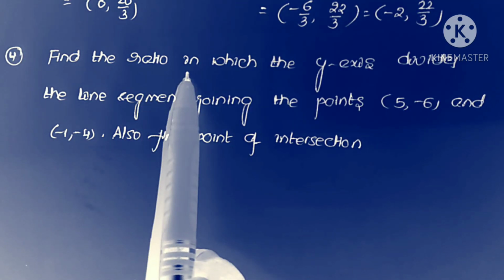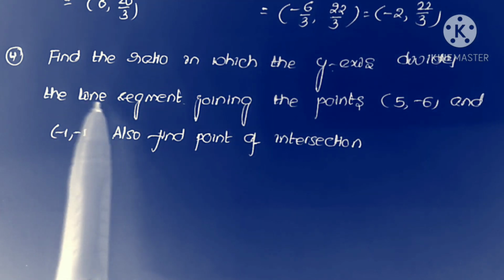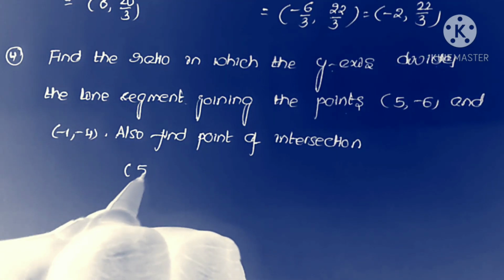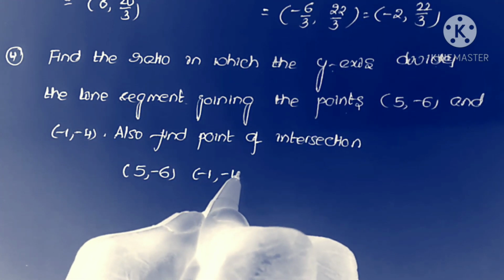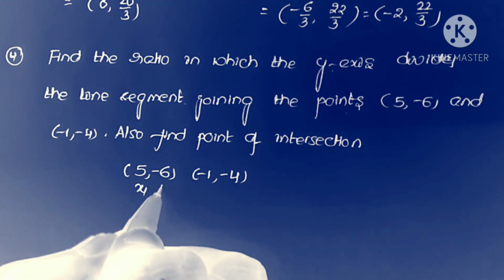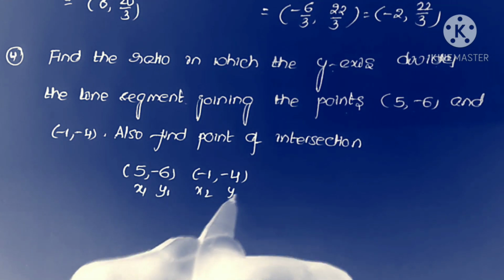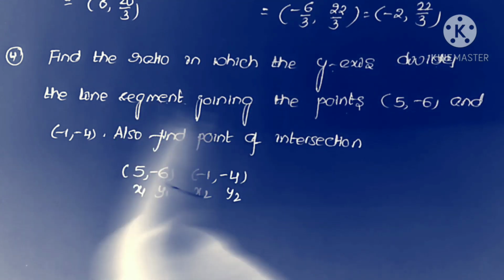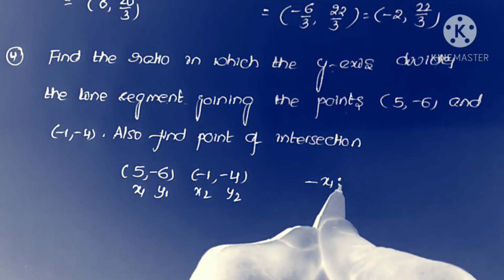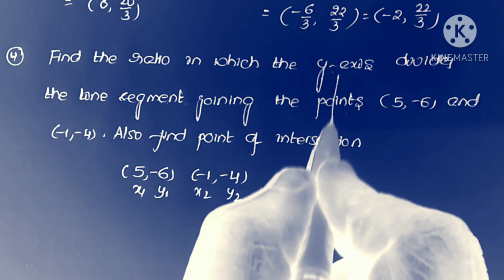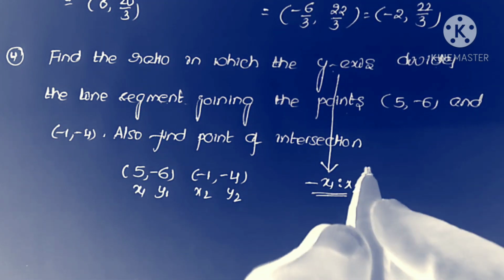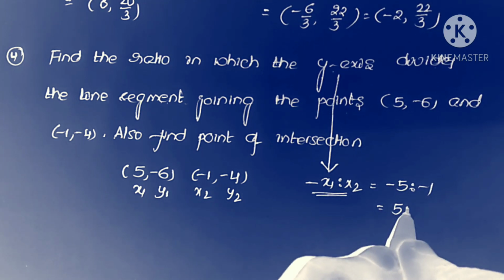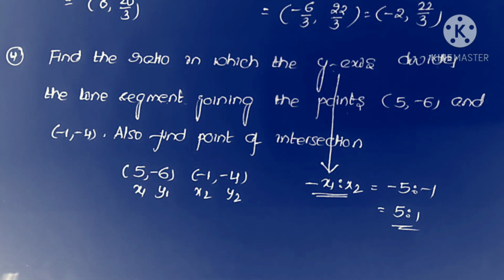Next problem: find the ratio in which the y-axis divides the line segment joining the points (5, minus 6) and (minus 1, 4). These are taken as x1, y1, x2, y2. Now the ratio in which the y-axis divides the line segment is minus x1 is to x2. That is minus 5 is to minus 1. So the ratio is equal to 5:1. What is the point of intersection?